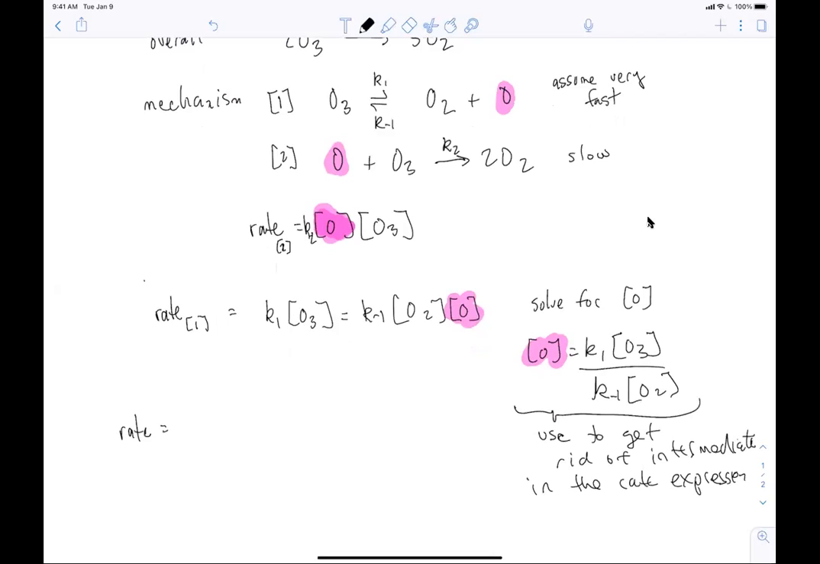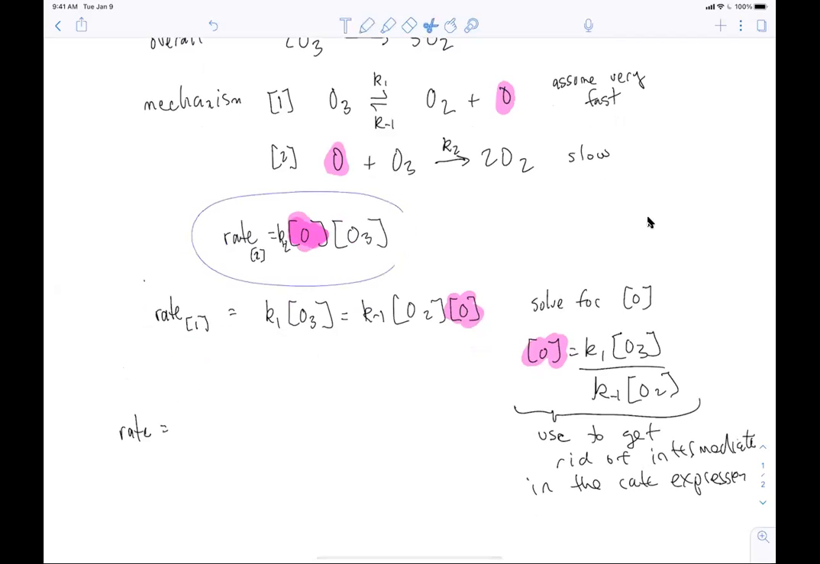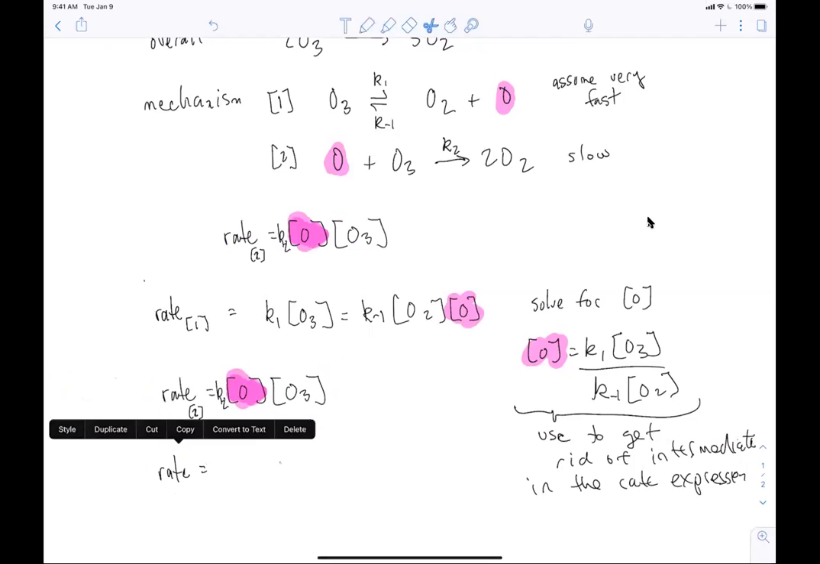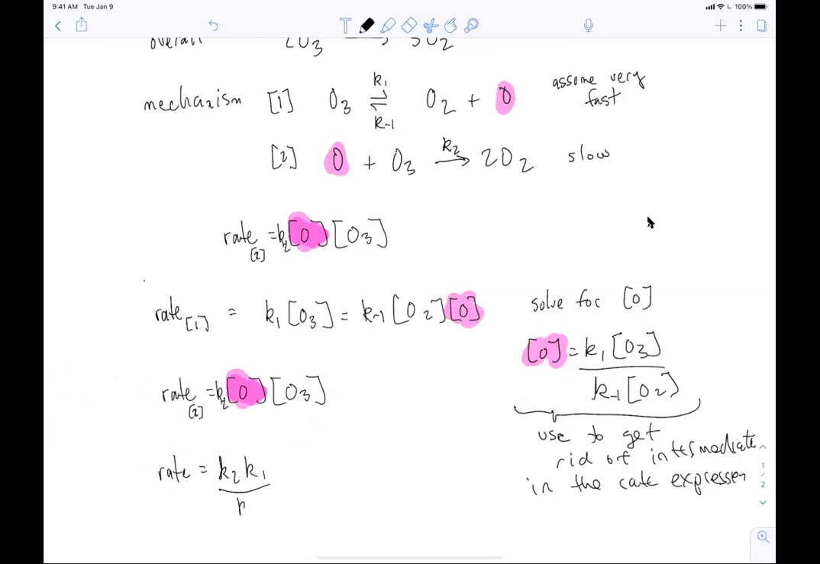So the rate then would be equal to, so now I'm just going to take this over here and substitute it in. And what I'm going to end up with is K2 times K1 over K negative 1 times O3 over O2. Hold on, let me make this look a little cleaner. It's kind of a mess.